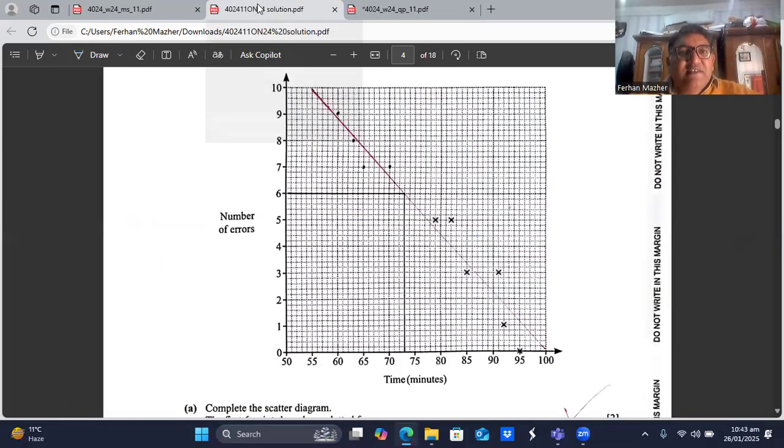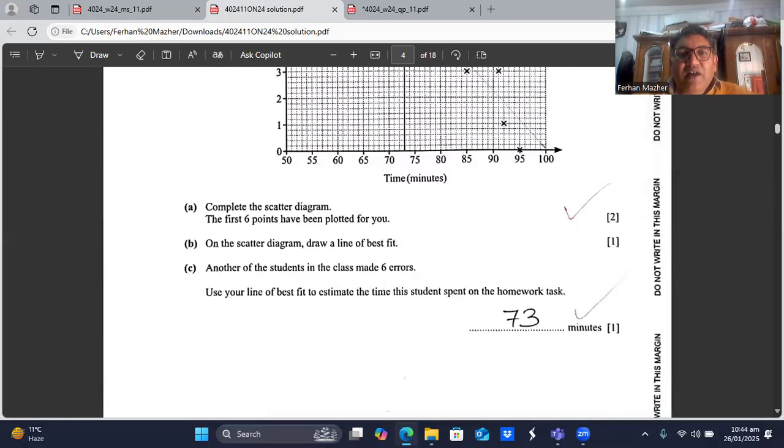We know that the number of errors is on the y-axis. So for 6 errors, from here I will go to my line of best fit on my graph, and then I go to the x-axis and check what the value is. The value here is approximately 73. So I'll write there 73. So let's check.